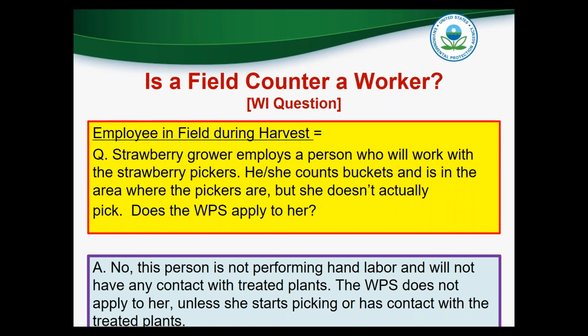Next slide. Okay, is a field counter considered a worker? So in this case, the strawberry grower employs a person who will work with strawberry pickers. She counts the buckets and is in the area where the pickers are, but she doesn't actually pick. So again, as Richard pointed out, it kind of depends in part on the definition of worker and handler and the actual tasks they do. Does WPS apply to her? The answer here is no. This person is not performing hand labor and will not have any contact with the treated plants. The WPS does not apply to her unless she starts picking or has contact with a treated plant.